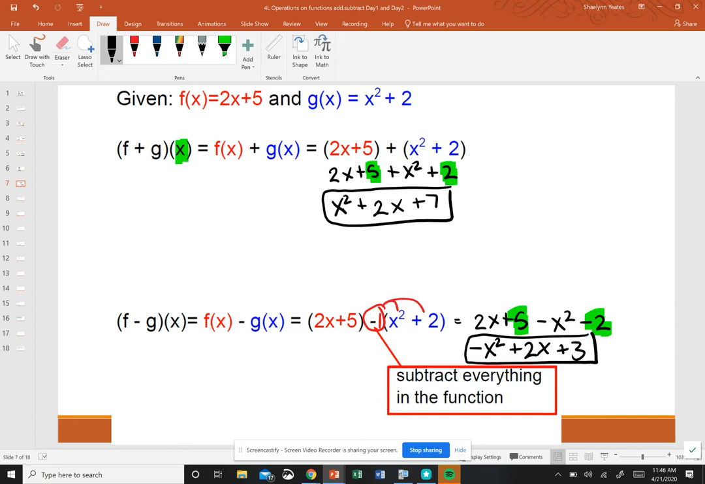Notice that they're not the same. X squared plus 2x plus 7 is not the same thing as negative x squared plus 2x plus 3. Just like how adding two numbers does not give you the same result as subtracting them. All right, let's try this again.